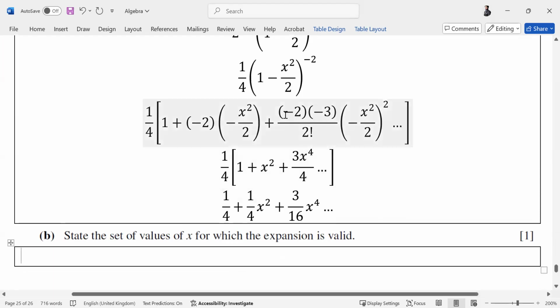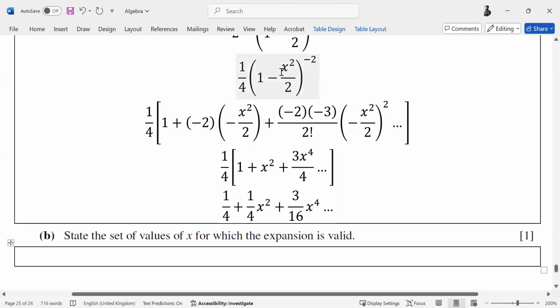Why did you get this as negative? Third one. -2 into -3 is +6, okay? And the square of negative will again be positive. So you get this as positive. Is that right? So this is what you end up getting. Now the question is asking: state the set of values of x for which the expansion is valid.